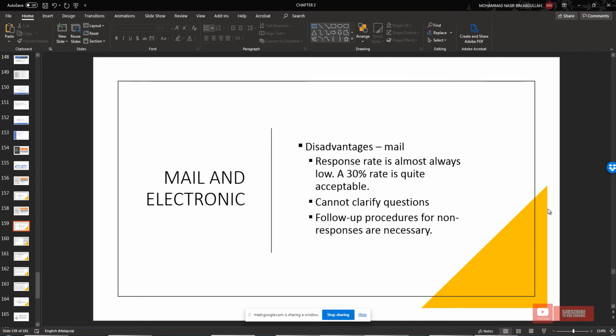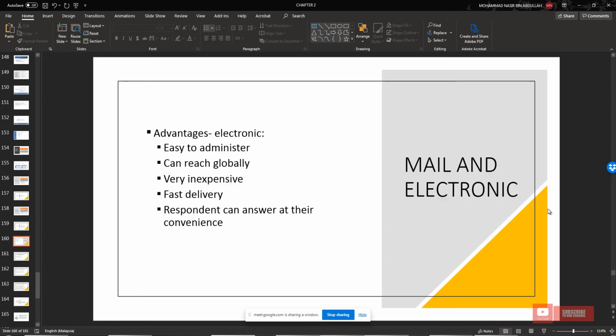But the disadvantage is the response rate for mail. The response rate may be quite low; 30% is quite acceptable. Each item that you ask in the questionnaire cannot be clarified, right? The respondent should assume by themselves. A follow-up procedure for non-response is necessary, so we need to do some follow-up if you don't get any response from the respondents, right? So this is the advantage of electronic data collection: easy to administer, right?